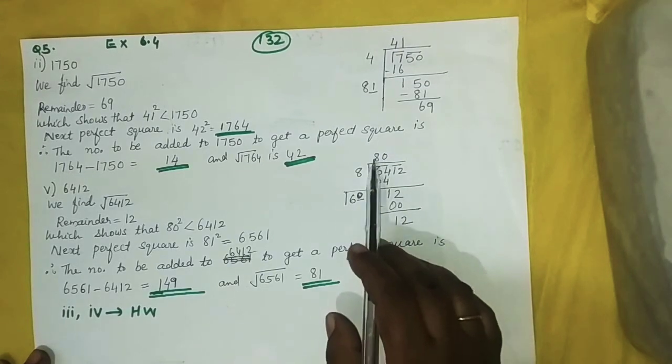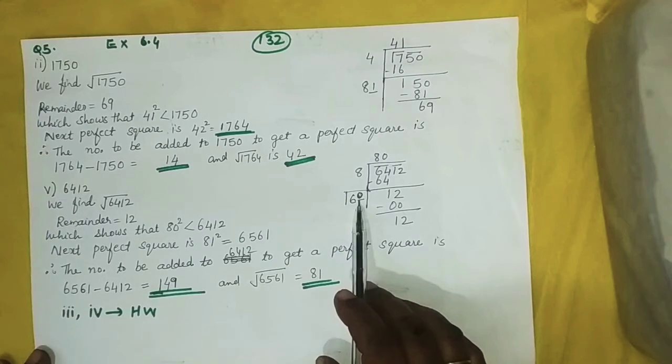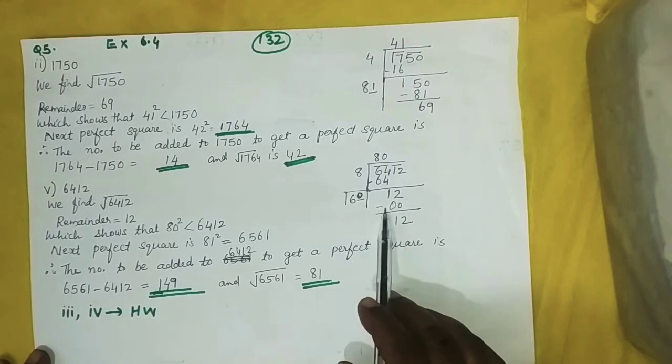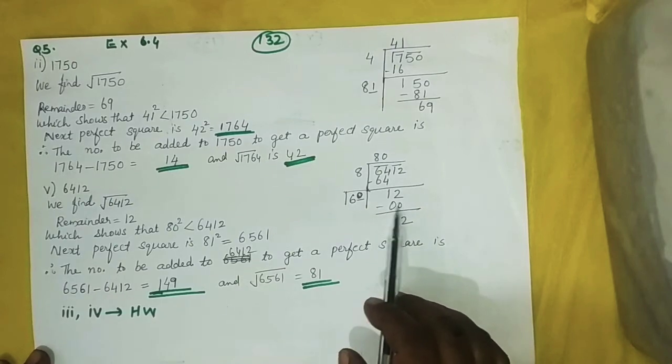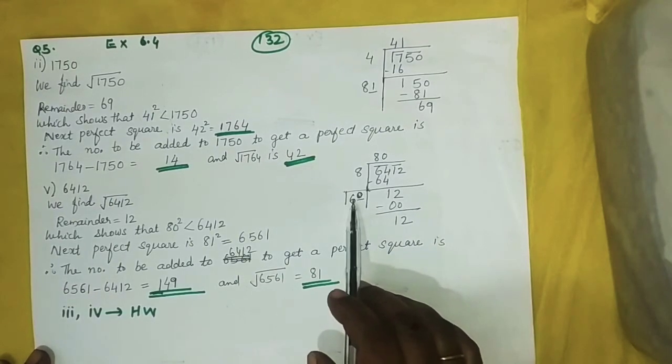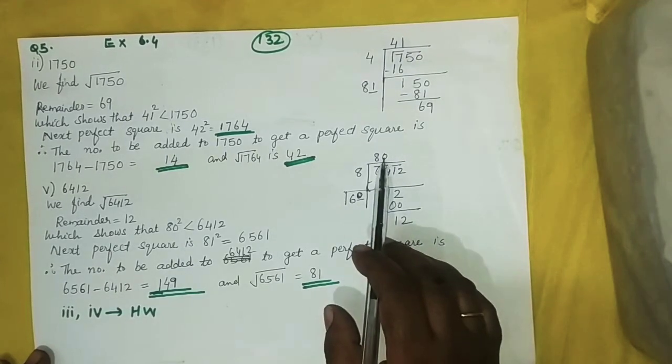Now what can you write? 8 2s are 16. I wrote 16 here. Now on the right side one digit you can enter. It should be a little less than 12. Okay, 161 into 1 is 161. We cannot write that, so we are putting 0. 160 into 0 is 0 only. So the remainder is what? 12. That 0 we are writing in the quotient.